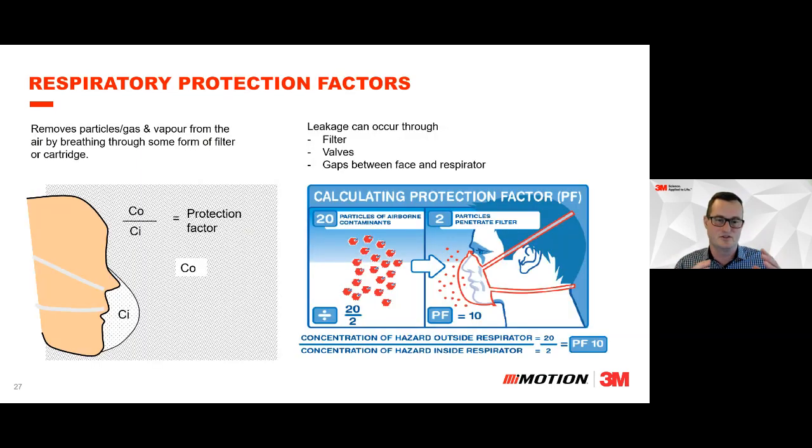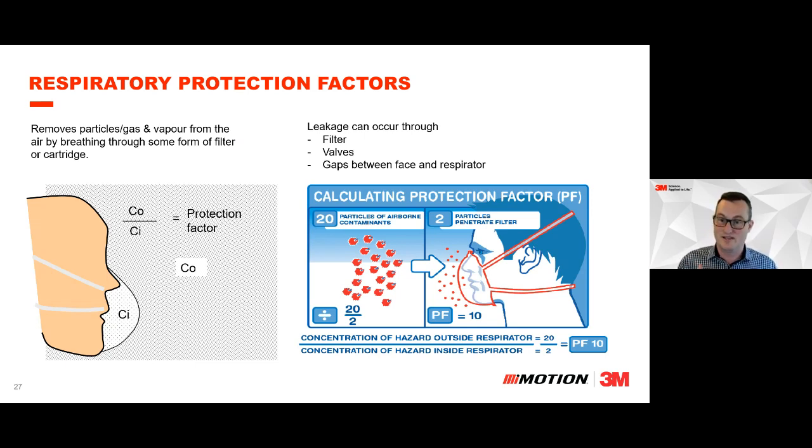So the Australian standard categorises all these different types of respirators by their protection factor. And very quickly and simply, a protection factor is the ratio reduction from outside the respirator to inside the respirator. So CO is concentration outside and CI is concentration inside. If the concentration outside is the same as the concentration inside a respirator, what's the respirator actually doing? Nothing in that particular circumstance.